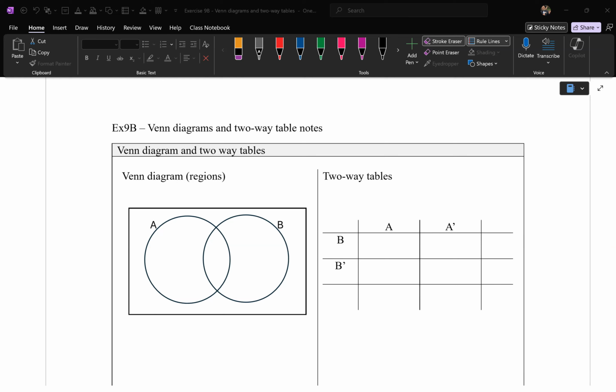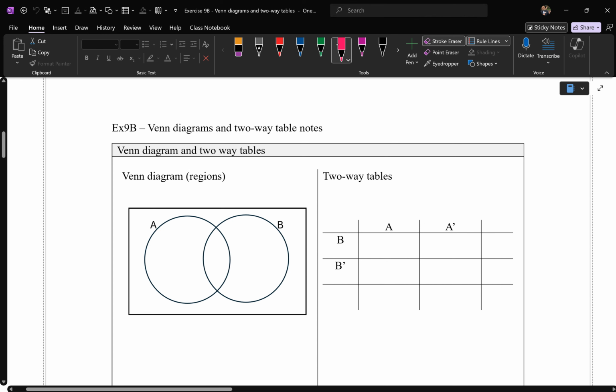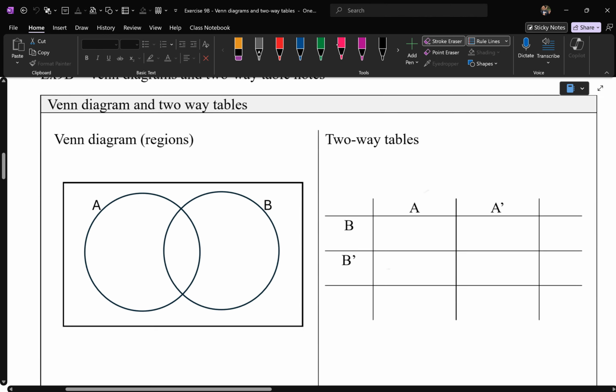Hey there, Year 9s. In this video, we're going to be doing exercise 9B, Venn diagrams and two-way table notes. In this example, I just want you to take these notes down.